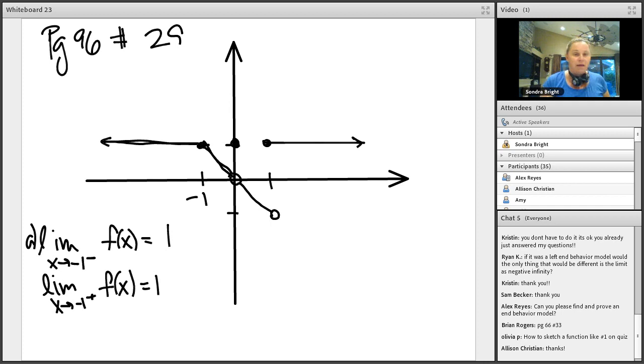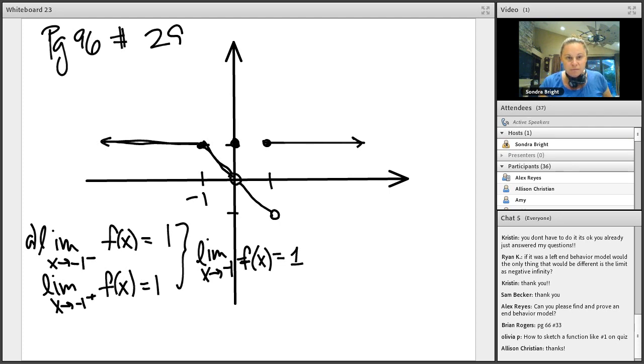And so we would say that the limit exists as x approaches -1. So part B, does the limit exist? Because of these two guys equaling each other, the limit exists. So the limit as x approaches -1 of f of x is 1. That's what we say, because the left-hand side and the right-hand side match, and so the limit exists.